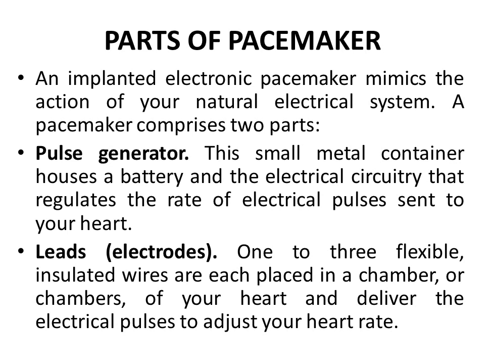Now, parts of a pacemaker: an implanted electronic pacemaker mimics the action of your natural electrical system. A pacemaker comprises two parts: the pulse generator and leads, that is electrodes. The pulse generator is a small metal container that houses a battery and the electrical circuitry that regulates the rate of electrical pulses sent to your heart. Then leads, that is electrodes, are 1 to 3 flexible insulated wires, each placed in a chamber or chambers of your heart, and they deliver the electrical pulses to adjust the heart rate.